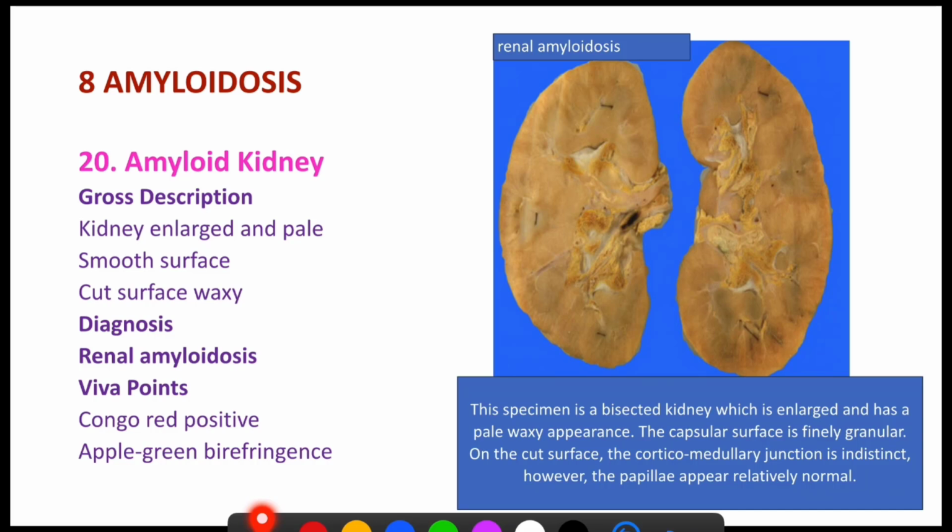Amyloidosis. So amyloidosis is here in this specimen of kidney. You can see the cut surface of the kidney showing pale appearance, smooth and waxy appearance. The kidney is enlarged, and this is renal amyloidosis. How will you confirm? Microscopically with the help of a special stain. So what is the special stain? Congo red, and it shows apple green birefringence when we use a polarized microscope.